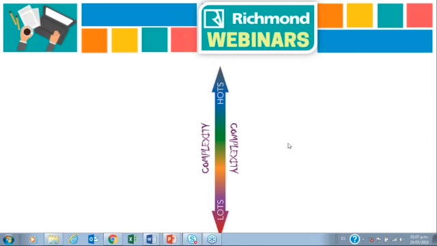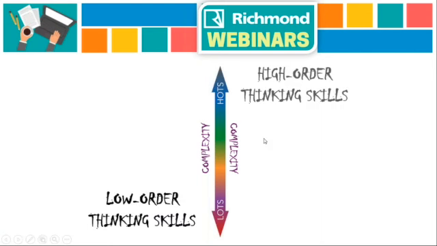So LOTS would be lower order thinking skills and HOTS would be higher order thinking skills, okay? That would be the difference. Now, tell me, which is better, LOTS or HOTS?